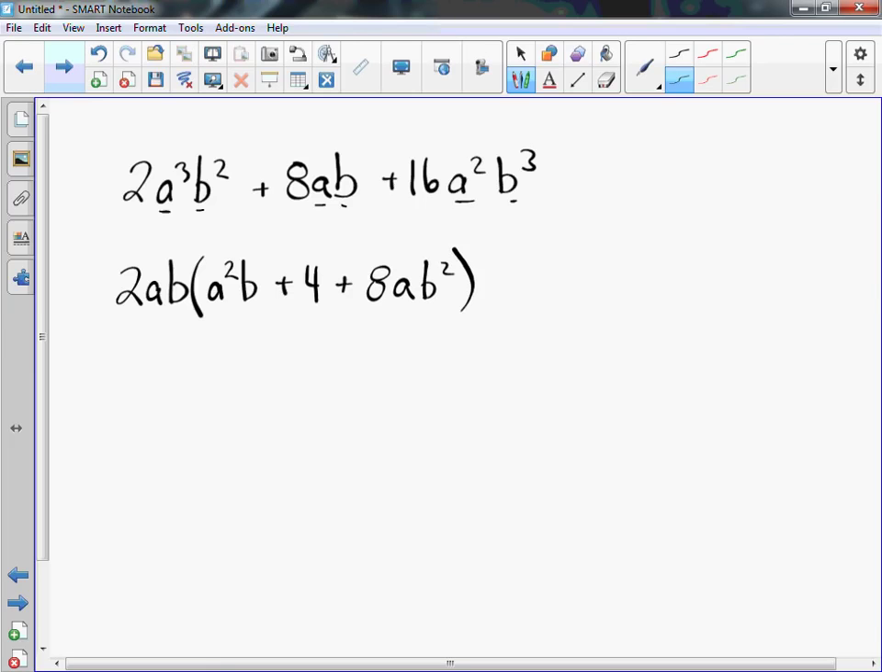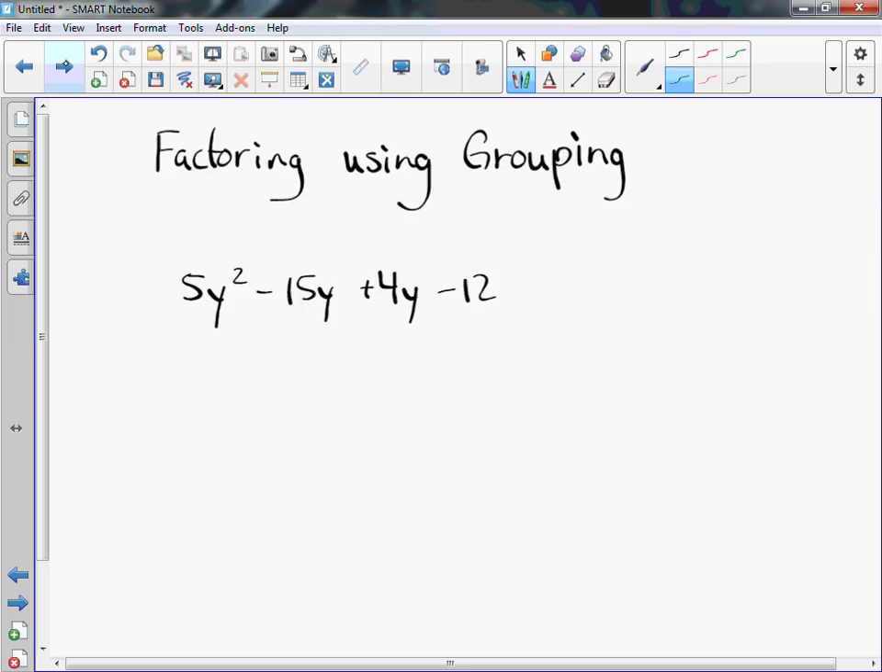And again, if you want to check it, you can check it using distribution. Just distribute the 2ab through all of the three terms, and it should work out correctly. Okay, so that's factoring using distribution.